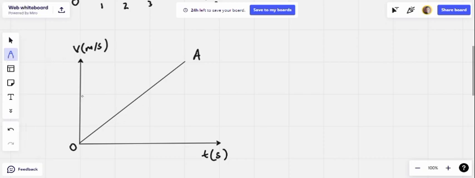As the time is increasing, the velocity is also increasing. So at any point in time where the time is increasing, the velocity is also increasing. So here you have your V1, you have your V2, here you have your T1, and you have your T2.